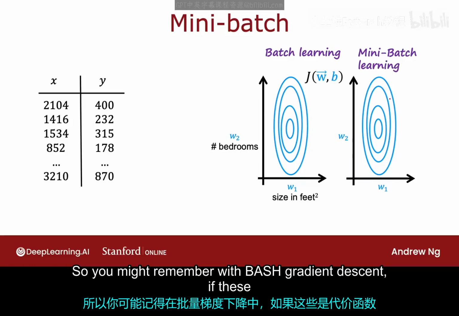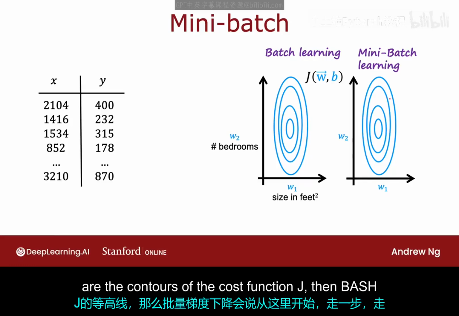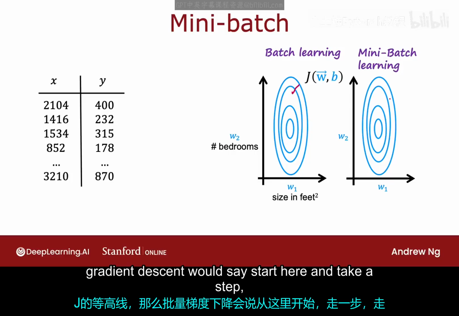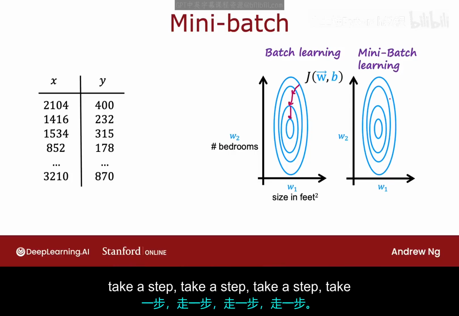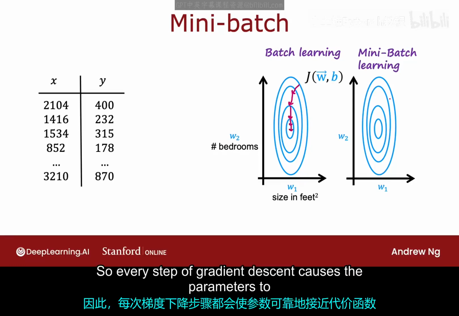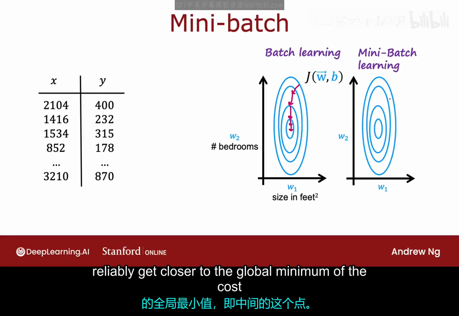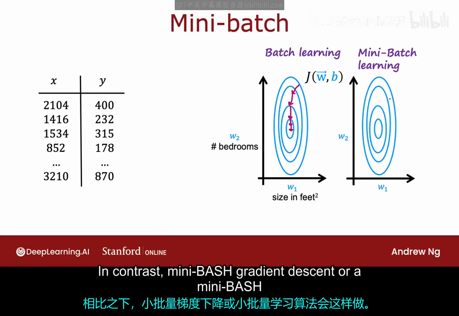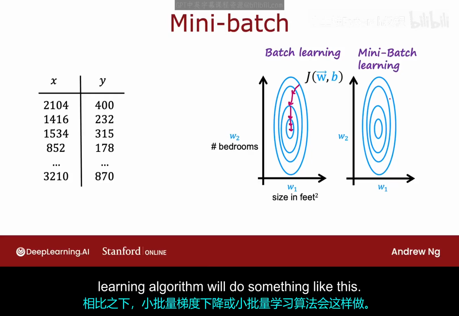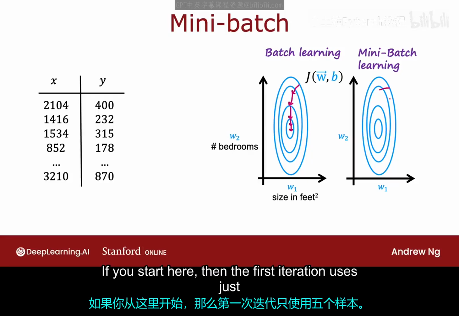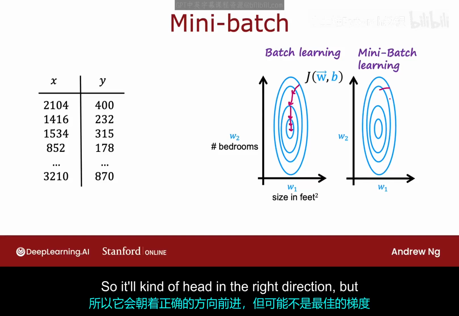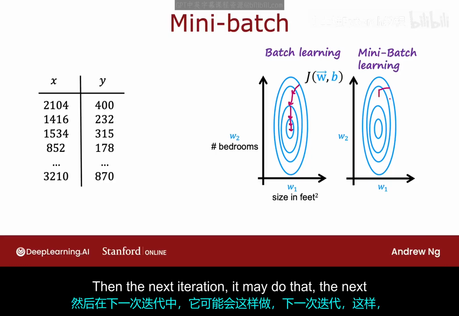So you might remember with batch gradient descent, if these are the contours of the cost function J, then batch gradient descent would say start here and take a step, take a step, take a step, take a step, take a step. So every step of gradient descent causes the parameters to reliably get closer to the global minimum of the cost function here in the middle. In contrast, mini batch gradient descent or a mini batch learning algorithm will do something like this. If you start here, then the first iteration uses just 5 examples. So it'll kind of head in the right direction, but maybe not the best gradient descent direction. Then the next iteration, it may do that.